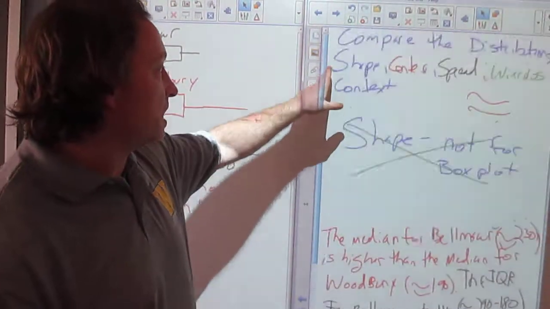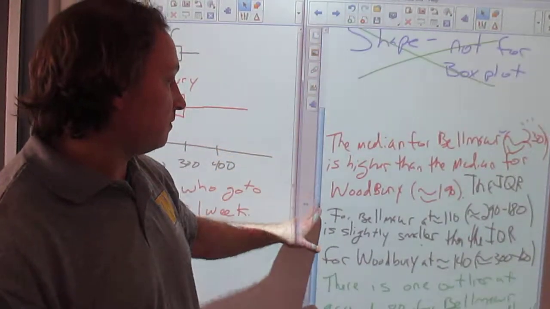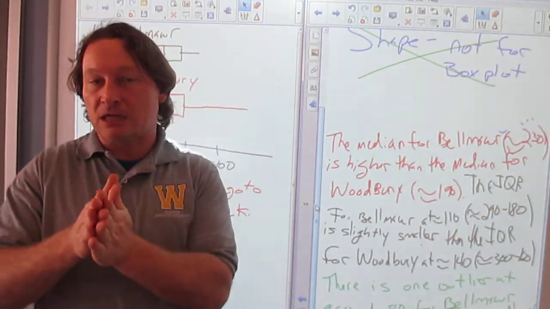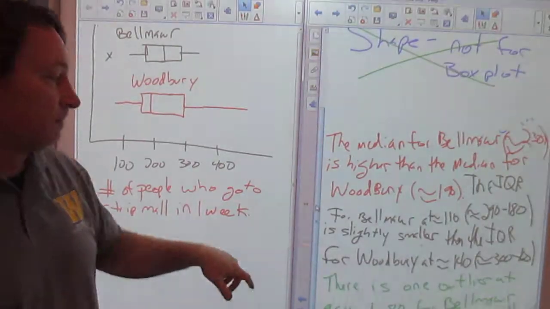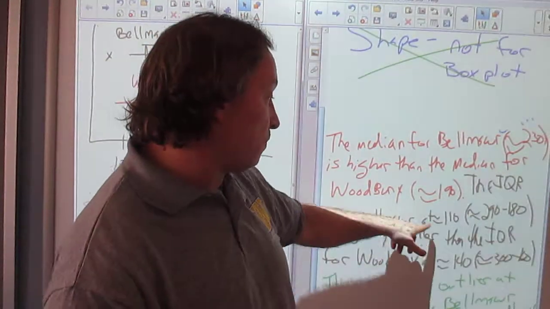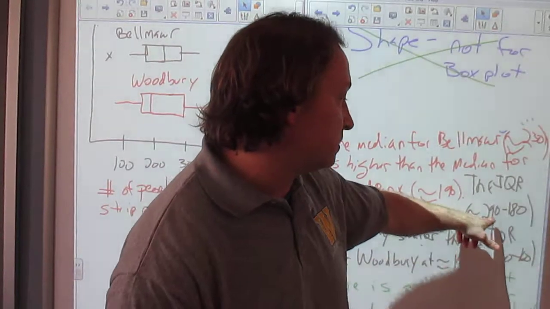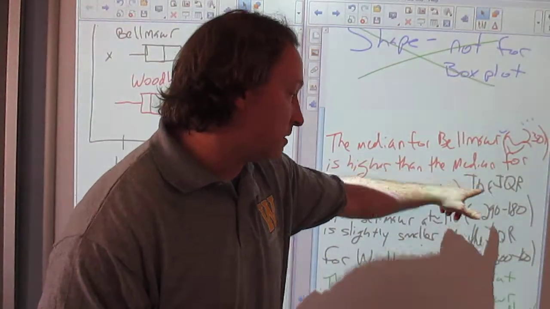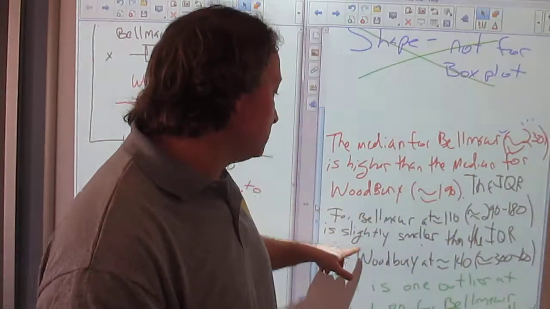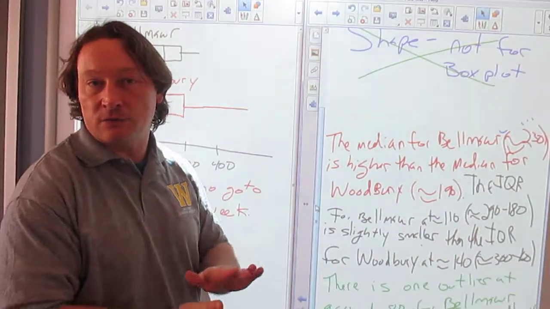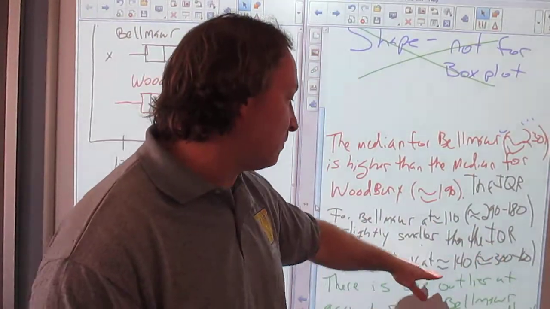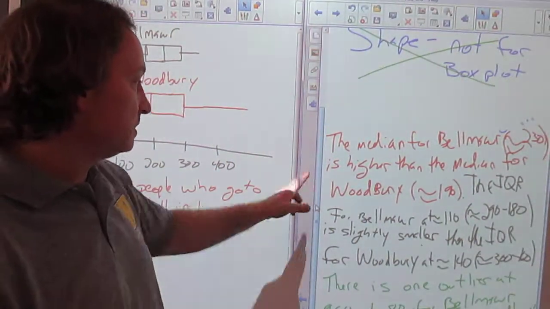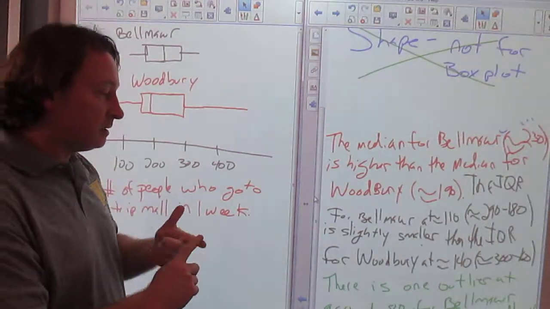The next thing we need to talk about is spread. The spread would either be standard deviation, interquartile range, or range. For box plots, we're going to use interquartile range. For Belmar, at 110, approximately 290 minus 180, is slightly smaller. The IQR, sorry, I forgot. The IQR for Belmar is slightly smaller than, here's my comparison, the IQR for Woodbury at approximately 140, which is approximately 300 minus 160. So we didn't have to do shape, we did center, we did spread.